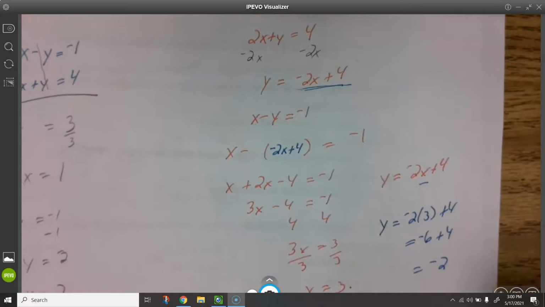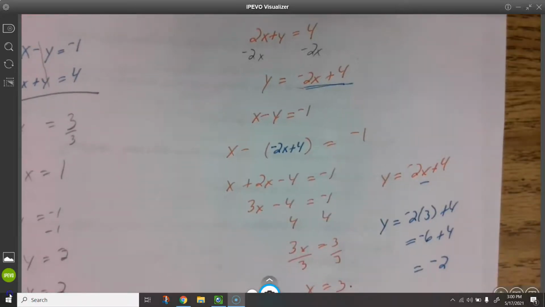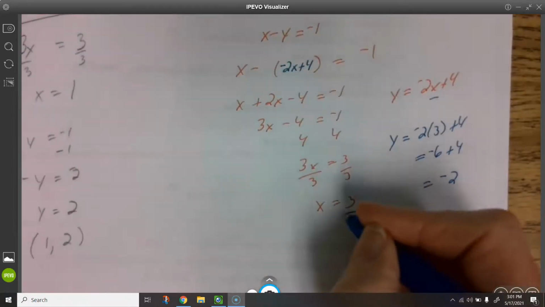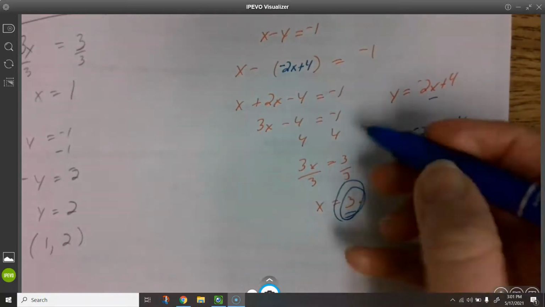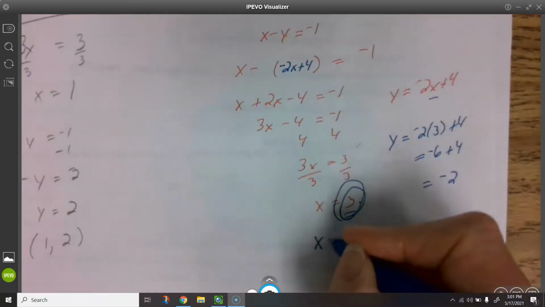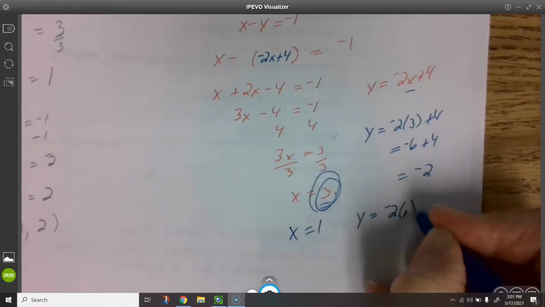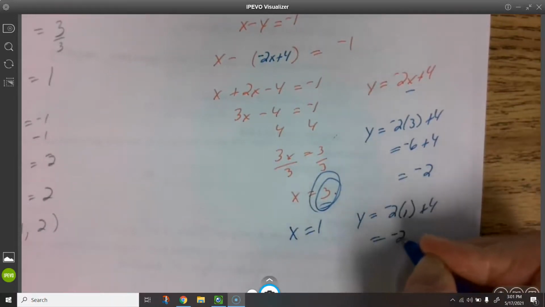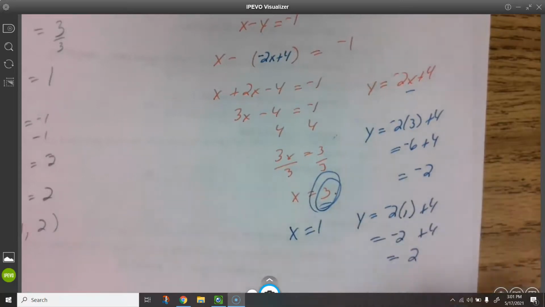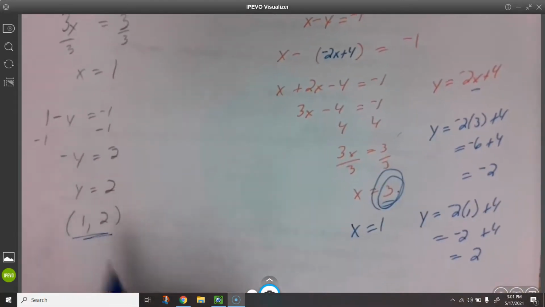Well, why'd I come up with a different number? Hold on, I'll find it. I'm sure you already found my mistake. It's right here, people. 3 divided by 3, last I checked, was 1. So I should have plugged in 1. y is equal to negative 2 times 1 plus 4. That gives me negative 2 plus 4. That gives me 2. So I get my same answer that I got over here.